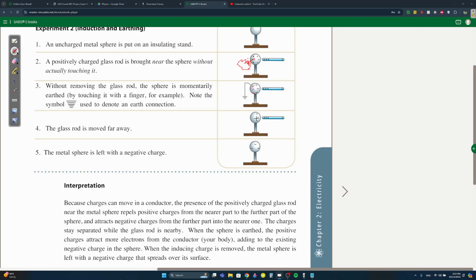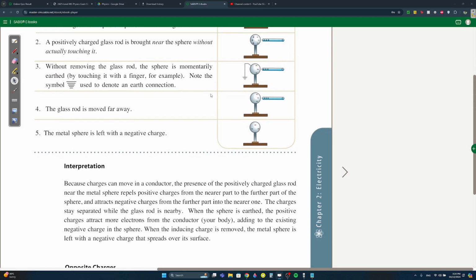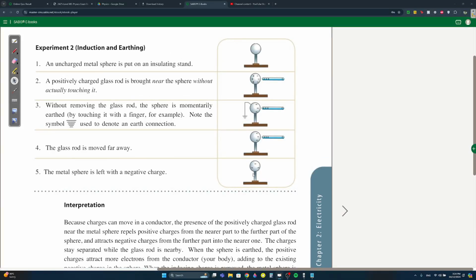Once there's only negative charges after I earthed it, what am I gonna do? I'm quickly gonna remove my finger and then I'm gonna remove the rod. What am I left with? Only negative charges. So you start, first, you put the uncharged metal sphere. You bring the charged rod close to it. You touch it with your finger. Your finger will cause negative charges to flow to it, thus leaving only negative charges, thus keeping it negative.